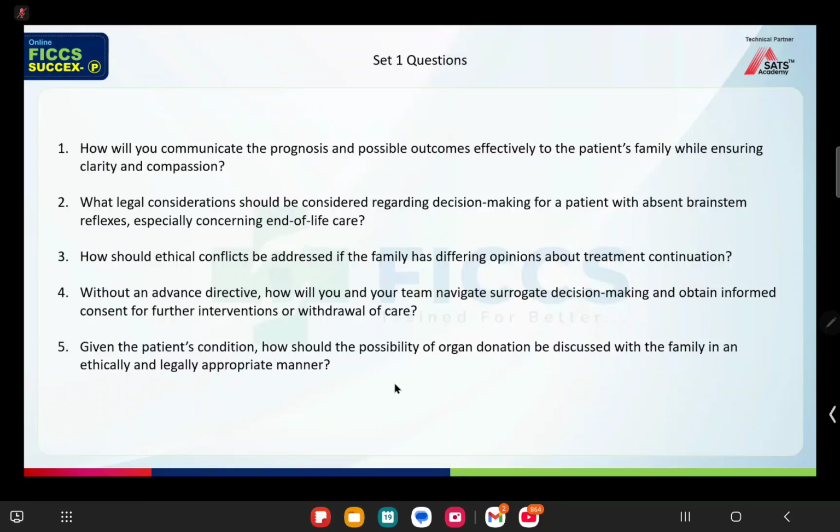Ma'am, I would like to use the SPIKES protocol for communication here. I would set up a comfortable environment for talking to the family. I'll try to perceive what they already know about the situation, about their patient.